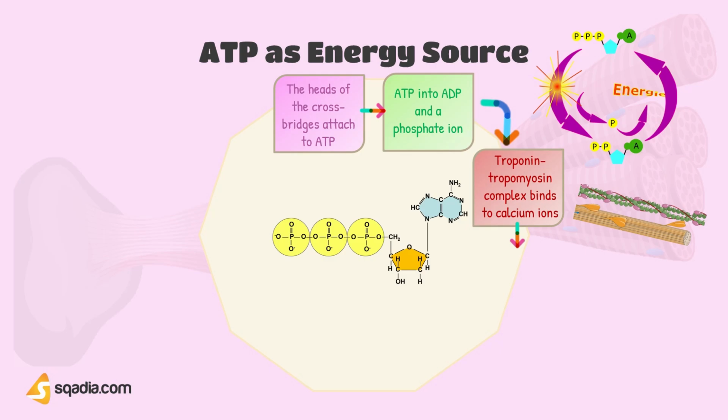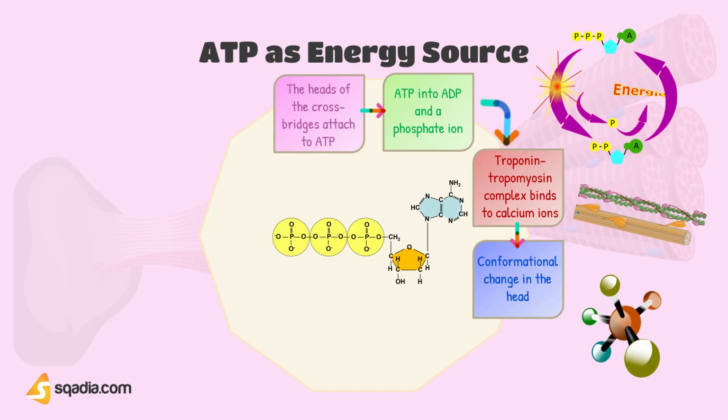When the troponin and tropomyosin complex binds to calcium ions, it causes the active sites on the actin filament to be exposed. This enables the myosin heads to bind with these active sites, as illustrated here. The attachment between the crossbridge head and the active site of the actin filament triggers a conformational change in the head. This change prompts the head to tilt towards the arm of the crossbridge, initiating the power stroke.